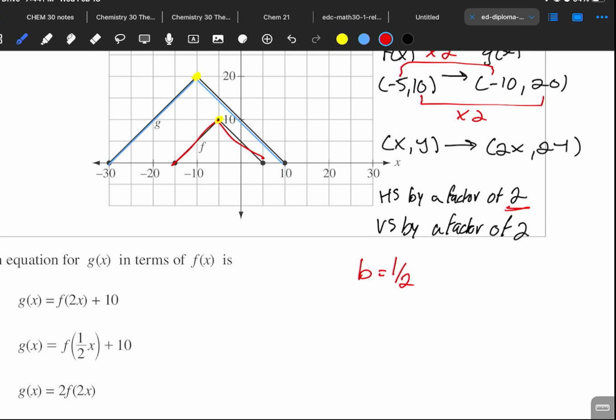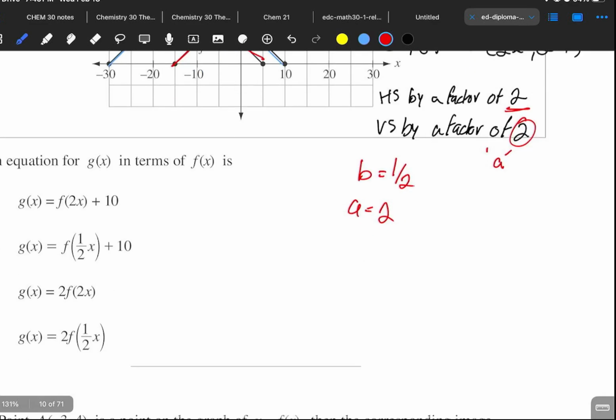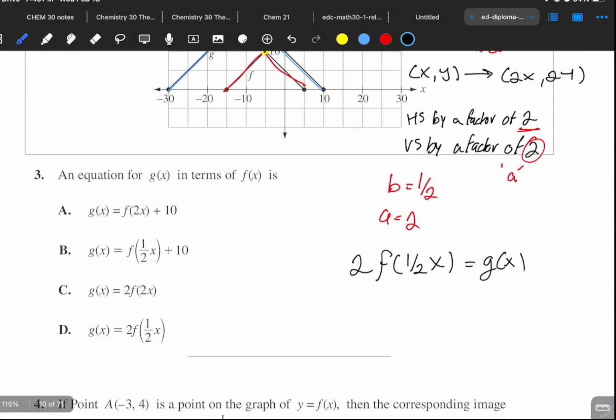And a vertical stretch is just going to be by a factor of a, our a parameter. So this is just going to be what a is equal to. So a is equal to 2. Now, if we were to write this in terms of f of x, we'd say that 2 f of 1/2 x should be equal to g of x, just based off these transformations we described. And based off our answer should be D.